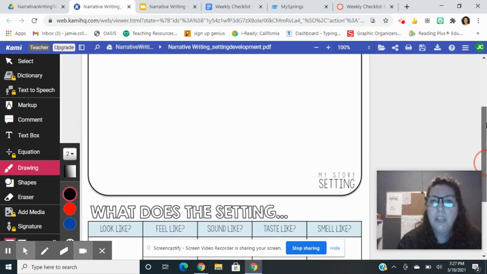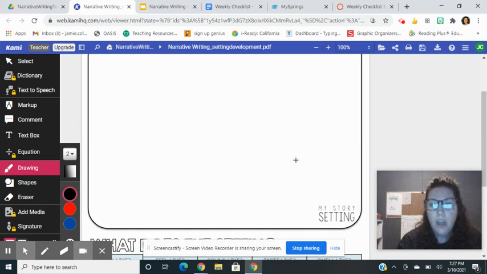Up here, if your picture isn't very big, you could also write out your details of your setting to help you form your story later on when we get there. So hopefully this helps you a little bit more with your setting.